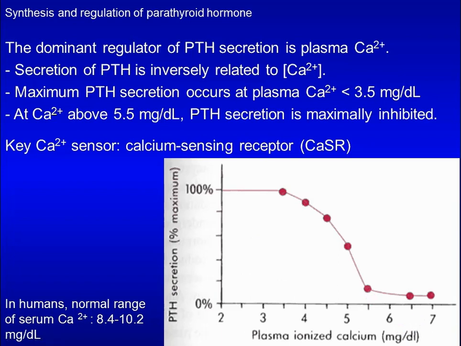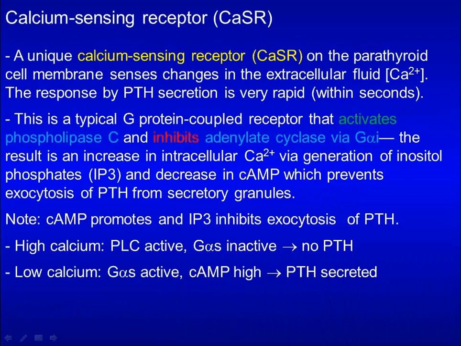Key calcium sensor is calcium sensing receptor, CASR. A unique calcium sensing receptor on the parathyroid cell membrane senses changes in the extracellular fluid calcium concentration. The response by PTH secretion is very rapid.